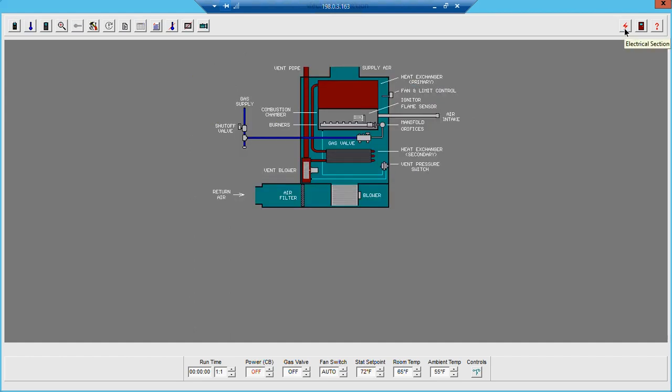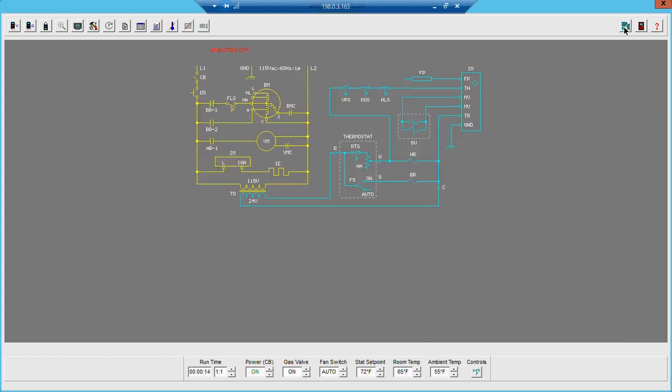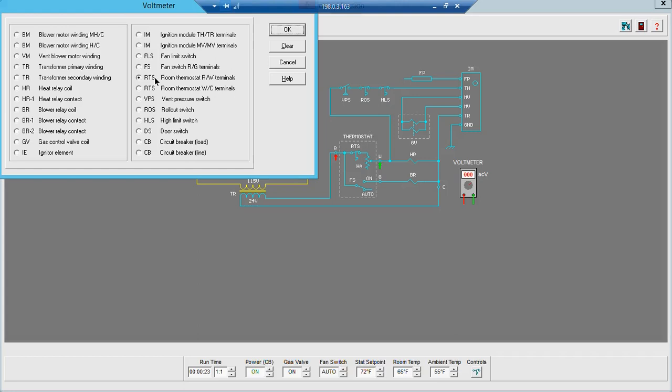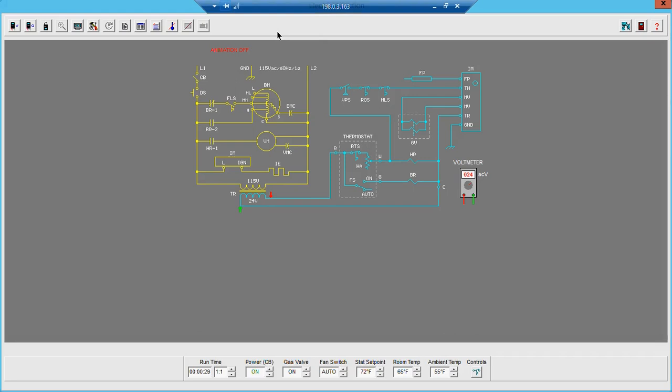So the first thing that we always do on any service call is, okay, the customer is complaining of this or complaining of that. We as the mechanic should be the first ones to turn everything on and physically see for ourselves what is going on. Okay, so we know that our thermostat is calling for heat because we can verify that. We can go across our R and our W. We're getting 0 volts. We can double check to make sure that we are getting 24 volts by checking our transformer, and we are indeed getting 24 volts.